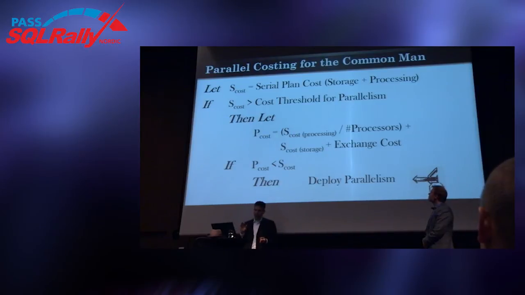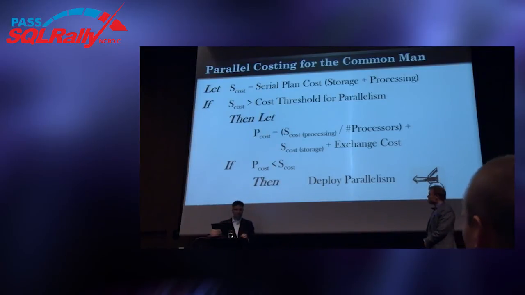And the parallel cost, it takes the CPU part only of that serial cost, divides it by your number of processors, or number of schedulers, as we say in the SQL Server world. Then it adds back the storage cost, and it adds an additional cost for the parallelism iterators that appear in the parallel plans, which are called exchanges. Finally, if the parallel cost is less than that original serial cost, then you get a parallel plan. It's rather simple.